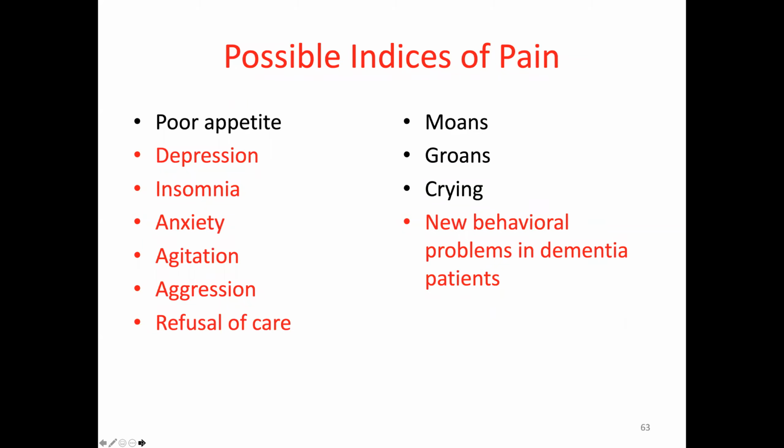Sometimes elderly people get aggressive and they refuse care because they think when you're trying to help them, you may be hurting them. In dementia patients, when you see an emergence of new behavioral problems, that could be a possible indicator of pain. But typically, any moans, groans, or even crying could be signs of pain. So we have to be aware of that because they may not be able to communicate as well to us as a younger person or a person that may not have some cognitive dysfunction.